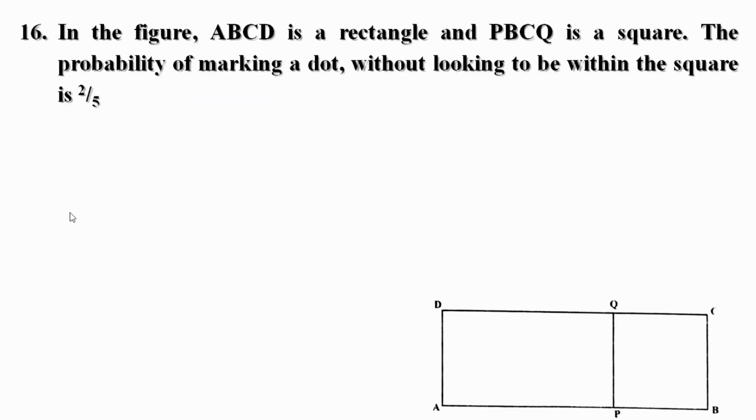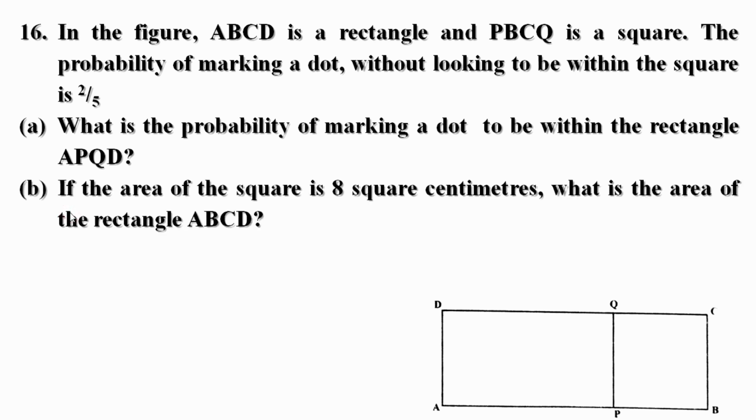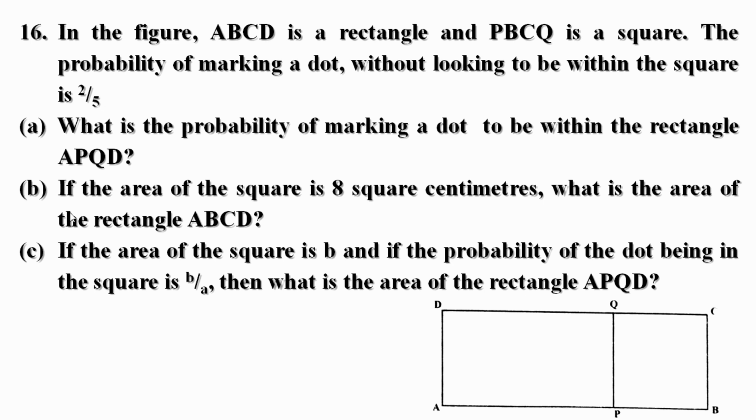16th question. In the figure, ABCD is a rectangle and PBCQ is a square. The probability of marking a dot without looking to be within the square is 2 by 5. What is the probability of marking a dot to be within the rectangle APQD? If the area of the square is 8 square centimeters, what is the area of the rectangle ABCD? If the area of the square is B, and if the probability of the dot being in the square is B by A, then what is the area of the rectangle APQD?